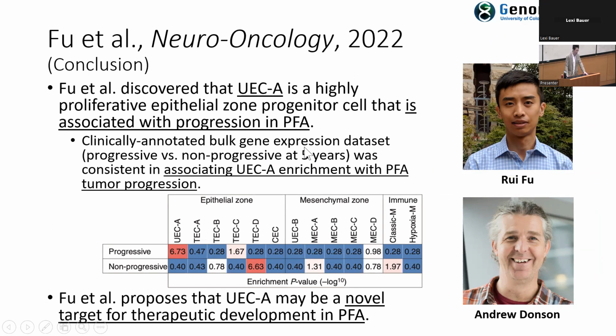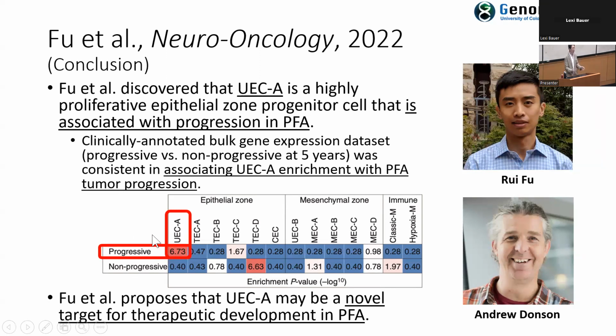They actually followed up with the results, looking at a clinically annotated bulk gene expression data set. So looking at the outcome of these patients, progressive or non-progressive after 5 years. And what they found was that this characterization of UECA was consistent in associating UECA enrichment with PFA tumor progression. So here we go, on the top row, those are tumor progressive patients, and here's a non-progressive. And among the progressive patients, you'll notice that the UECA is specifically enriched.